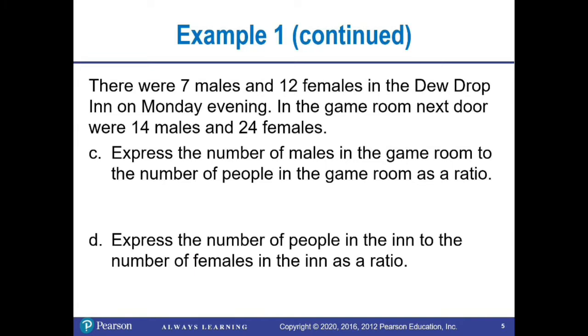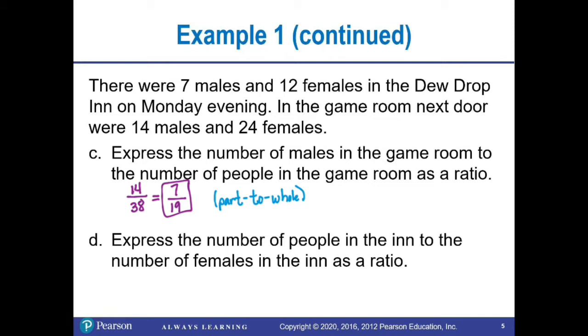Now, look at Part C. Part C asks us to express the number of males in the game room to the number of people in the game room. So this would be a part to a whole. There were 14 males in the game room. 14 males plus 24 females gives us 38 total people. Again, always simplify your ratios. 2 goes into 14 7 times, and 2 goes into 38 19 times. And so our ratio would be 7 to 19. And as I mentioned, this is a part to whole ratio.